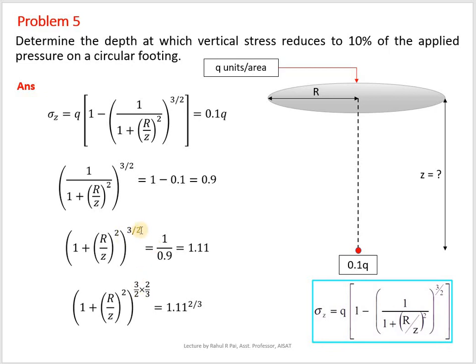Now remove this power here, 3 by 2. So what you do, you multiply this power with 2 by 3. So this will cancel out. At the same time, when you do this, you have to give the power on the right hand side also. So this right hand side term will become 1.11 raised to 2 by 3.